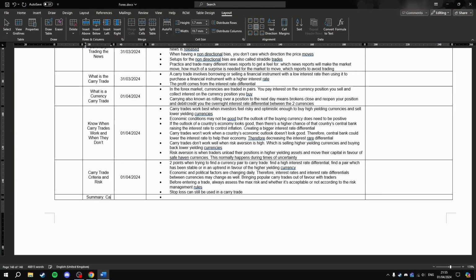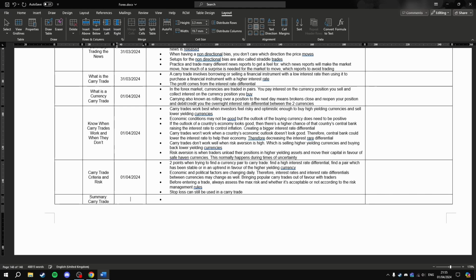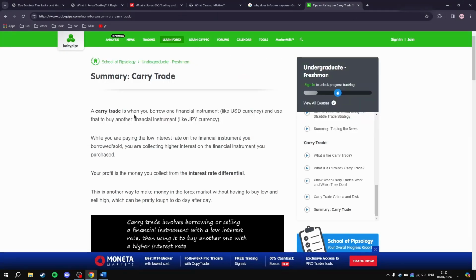Summary. Carry trade. A carry trade is when you borrow one financial instrument like the USD currency and use that to buy another financial instrument like JPY currency. While you are paying the low interest rate on the financial instrument you borrowed/sold, you are collecting high interest rates on the financial instrument you purchased.